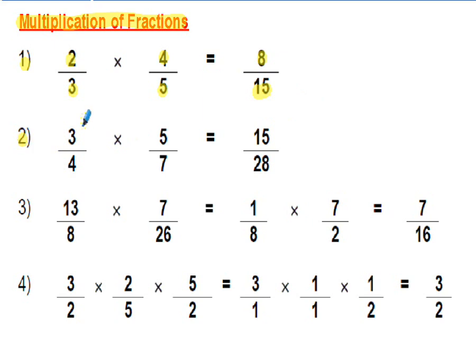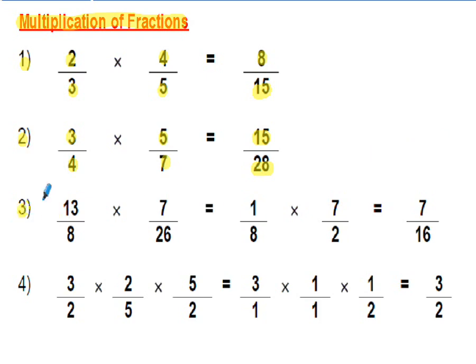In question 2, we're asked to multiply 3/4 by 5/7. There's no cancelling down again, top or bottom here, so we're simply going to multiply numerators, multiply denominators. So 3 multiplied by 5 is 15, and 4 multiplied by 7 is 28.